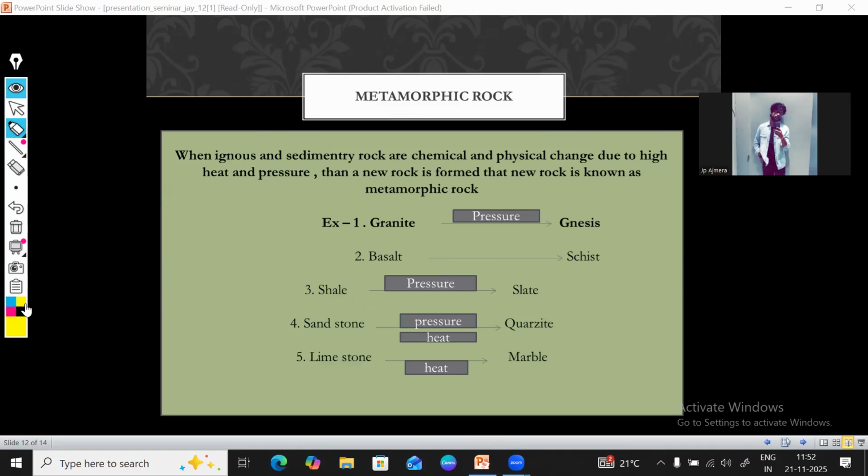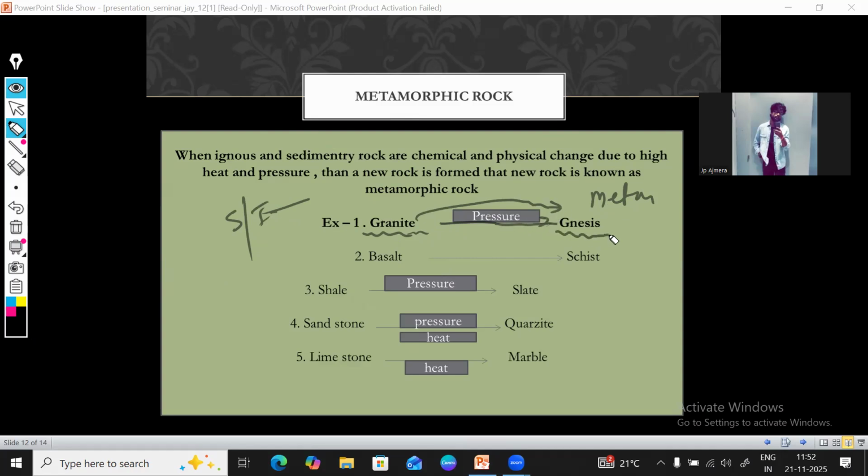So here we can see a classification is given to us. This is the metamorphic rock, and this is the sedimentary or igneous rock. Granite, we know, is a type of acidic igneous rock. Just five minutes before, we did a little bit of study about this. On the granite, the pressure works too much, high pressure, and a new rock is formed from the granite after the pressure is too high.